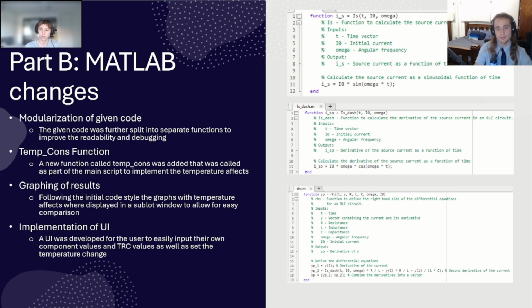The new temperature function was introduced to incorporate temperature effects into the system by using the previously discussed formulas, and the RLC values were then recalculated based on temperatures. The new results were then graphed in a separate subplot and separated via menus to maintain readability and provide easier comparisons. To make use of this menu system, a GUI was developed using the MATLAB UI app, enabling users to input their own component values and temperature resistance coefficients, as well as set the temperature changes directly.